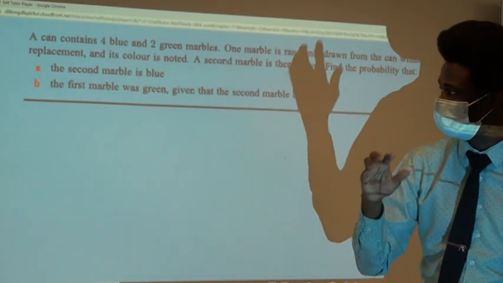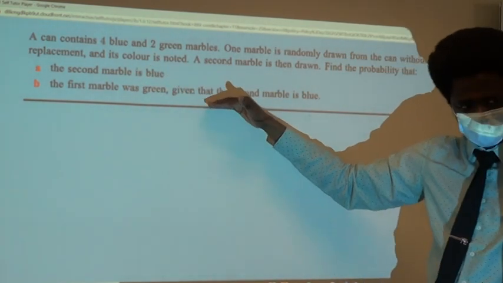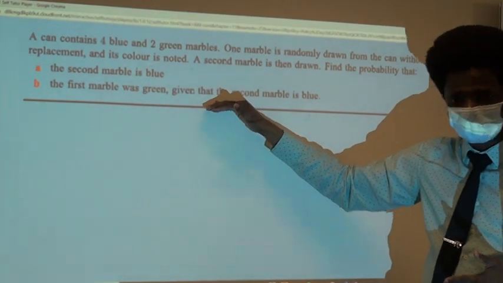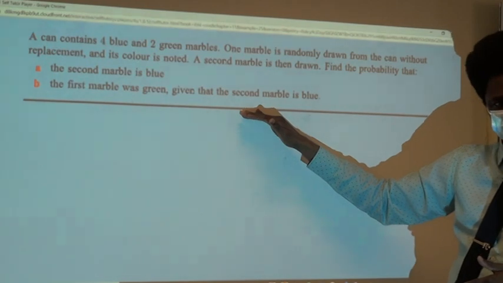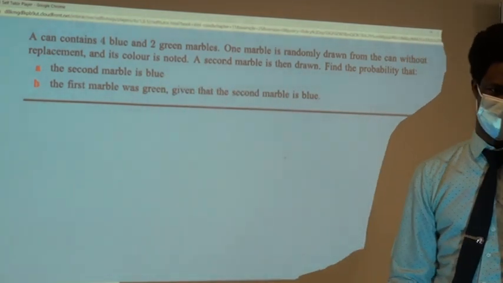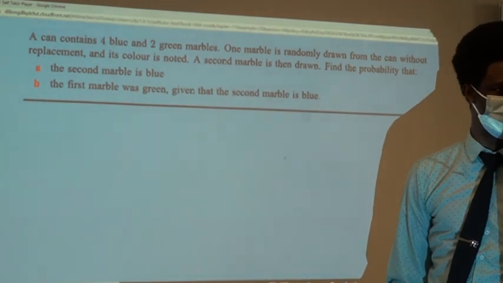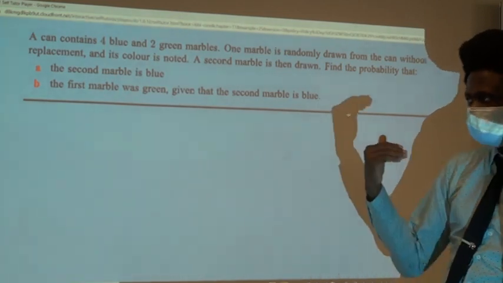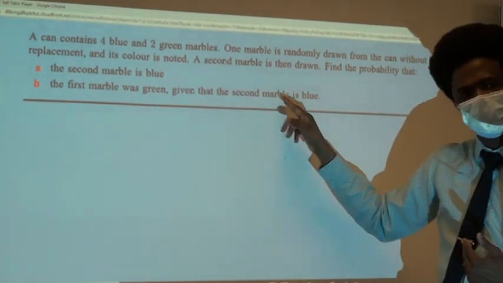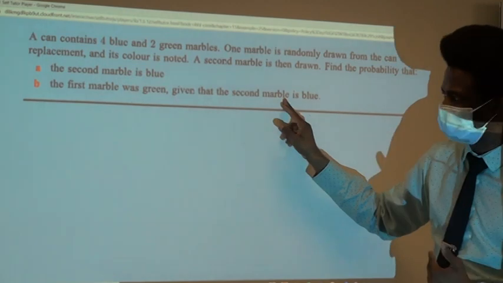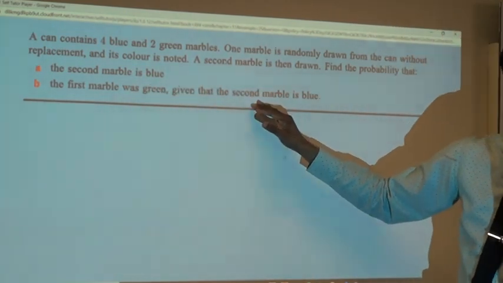So again, the "and" is put into consideration. Oh, this is a conditional probability. But the first one doesn't look conditional, of course. Probability that the marble is blue. Okay? Oh, this is a conditional probability. Since I'm still going this route, then from the beginning, this has to be taken into consideration.